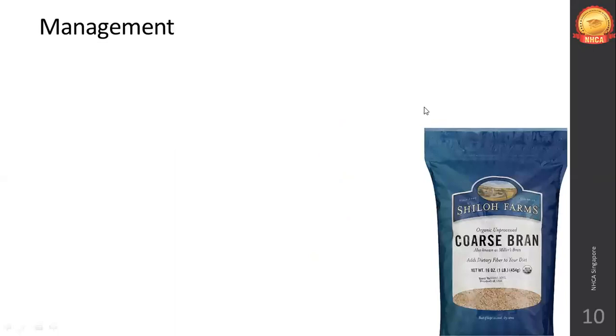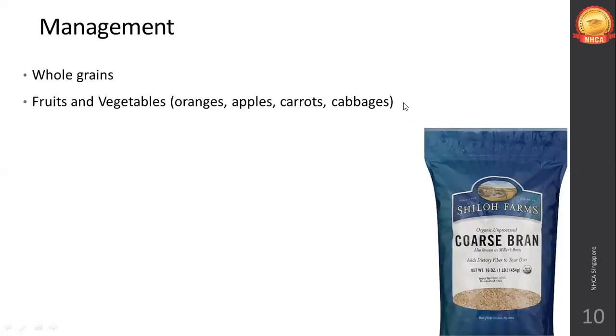So management, try to have whole grains. Fiber components in whole grains is higher, so try to have more whole grains in diet. Fruits and vegetables, like oranges, apples, carrots, have the peels of the fruits and vegetables as well, along with the pulp. In oranges it is not possible, but the white fiber which you can see, try not to remove it, try to eat that as well.